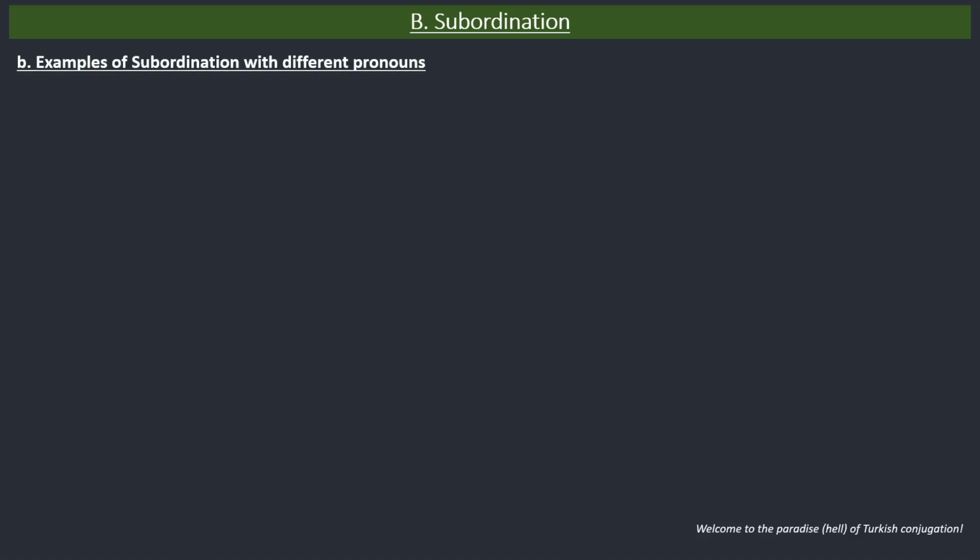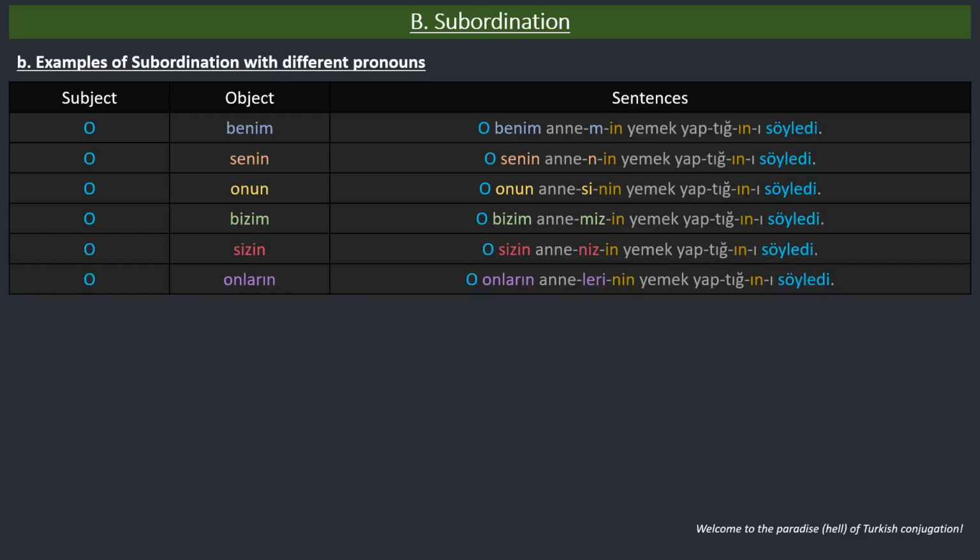So first, the reported speech and how it's used. You can see that with the colors. O benim annemin yemek yaptığını söyledi. O senin annenin yemek yaptığını söyledi. And you can see the rest of the table.